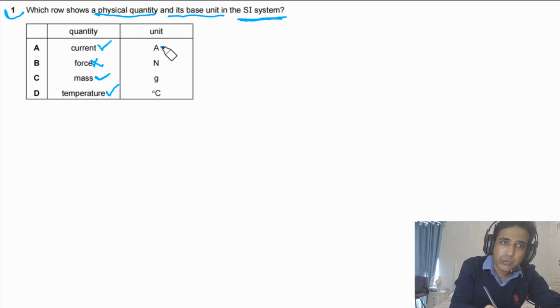Now, looking at the units, the unit of current is the ampere, and the ampere is also an SI base unit. Newton is not an SI base unit. Gram is also not an SI base unit. Degree Celsius is also not an SI base unit. So the answer for this question has to be A.